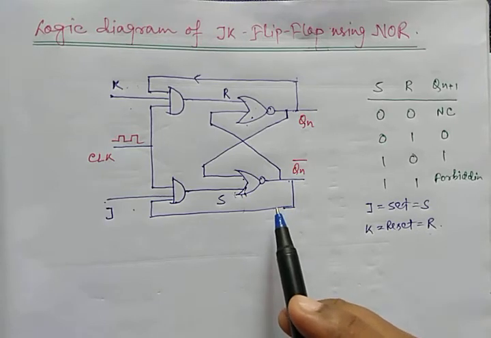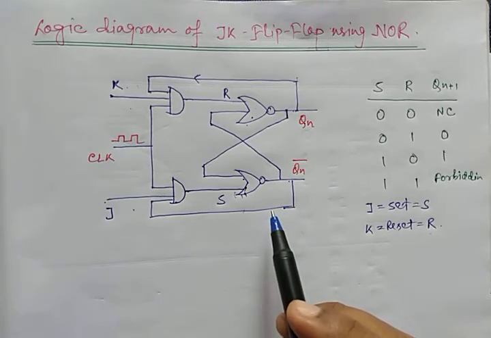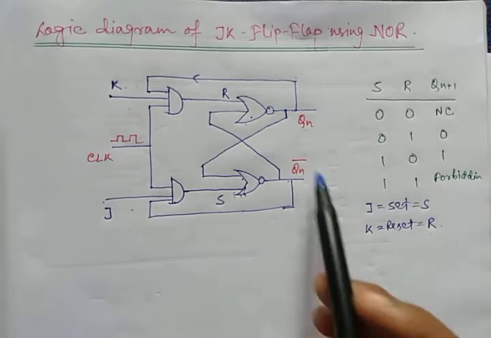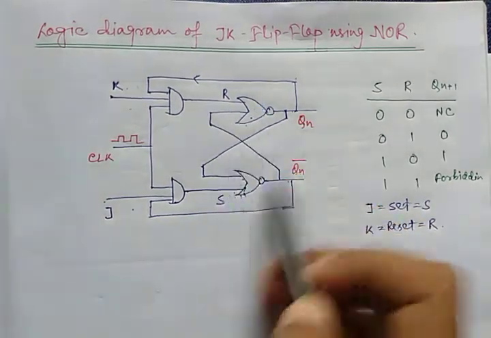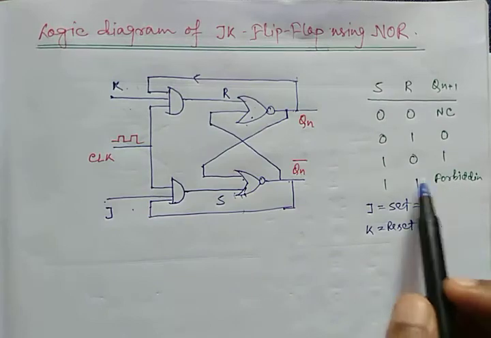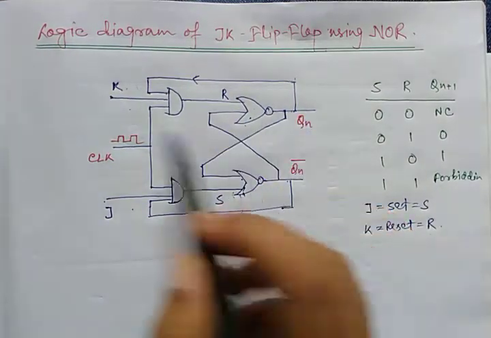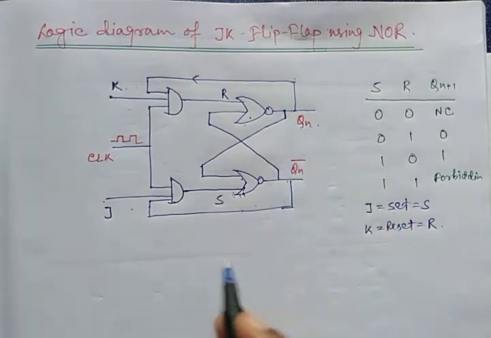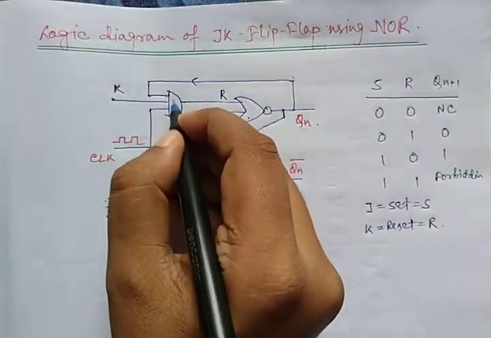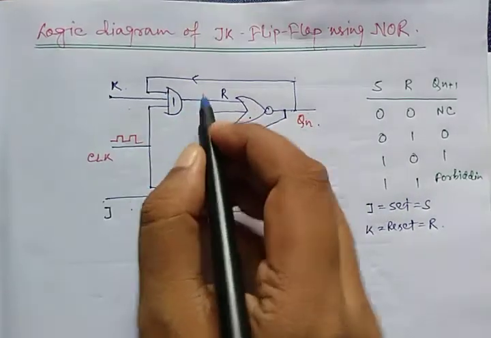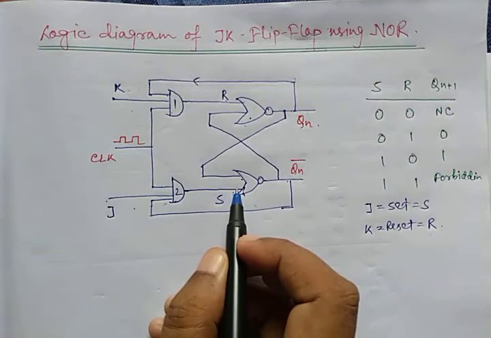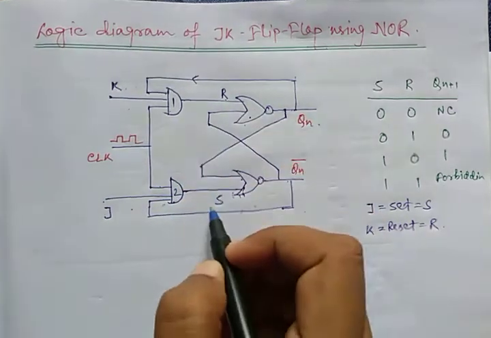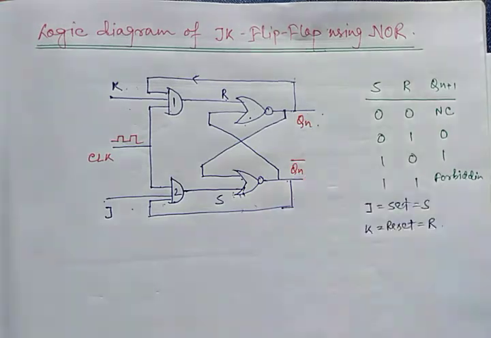The only difference is that this Qn goes as an input in the upper gate and the Qn bar goes as an input in the lower gate. The truth table of SR latch I have already written here because this leads us to the output of JK flip-flop. Now this is the first gate, this is the second gate. The output of this third gate goes as an input in R and the output of this other gate goes as an input in S, and these two inputs determine the output in JK flip-flop.